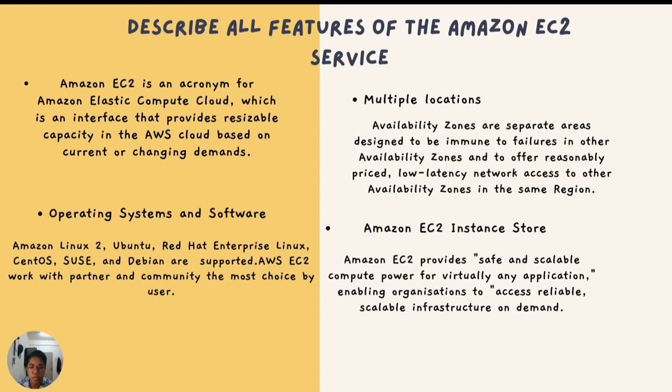Okay, the first feature is multiple locations. Amazon EC2 provides placement of instances in multiple locations. Availability zones are separate areas designed to be immune to failure in other availability zones and to offer reasonably priced, low-latency network access to other availability zones in the same region.